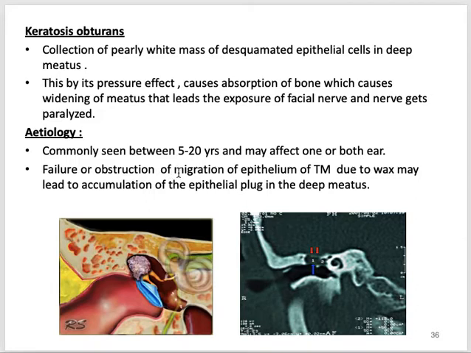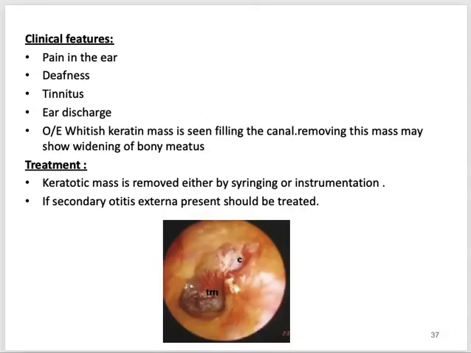It is commonly seen in 5 to 20 years of age and may affect one or both ears. It is associated with bronchitis as well as chronic sinusitis. The clinical features are pain in the ear, hearing loss, deafness, tinnitus, ear discharge, and on examination we can see the whitish mass. When we remove that mass, we see the widening of the canal skin.